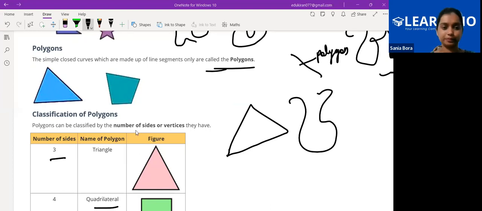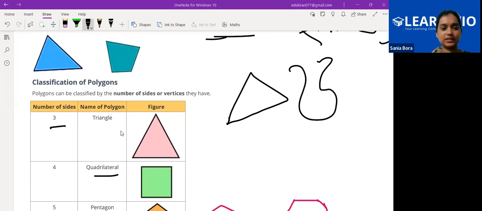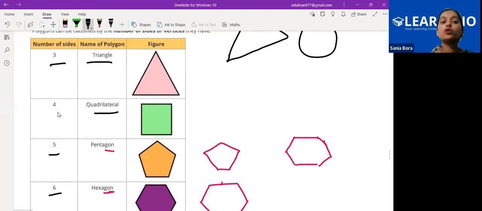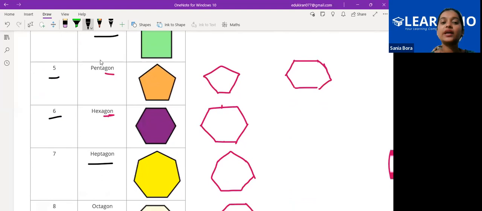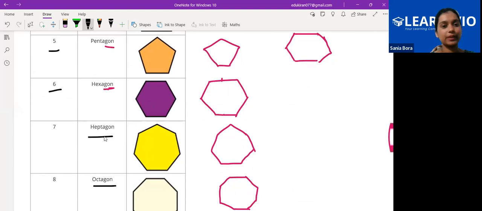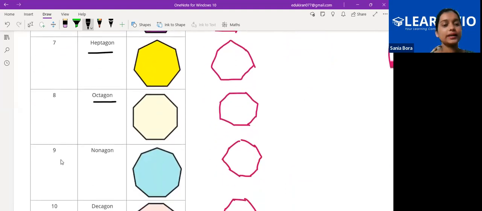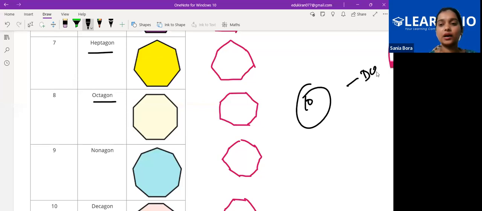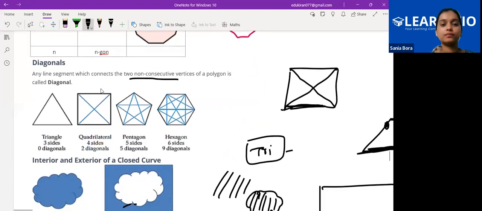Yes, ma'am. Now, of course, if it has three sides, it is known as a triangle. Four sides, quadrilateral. Five sides, pentagon. Six sides, hexagon. Seven sides, heptagon. Eight sides, octagon. Nine sides, nonagon. And ten sides, decagon. So these are basically the names, right? If I say there are 10 line segments, what will be the name? Ma'am, decagon. If I say it has five sides, then you will say, ma'am, pentagon. Fine with everybody?